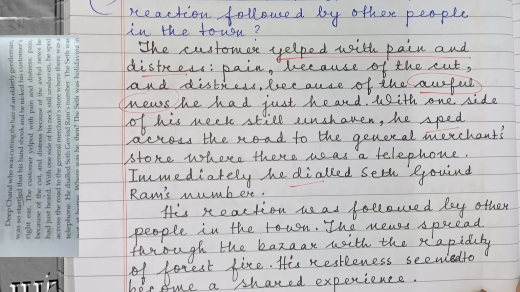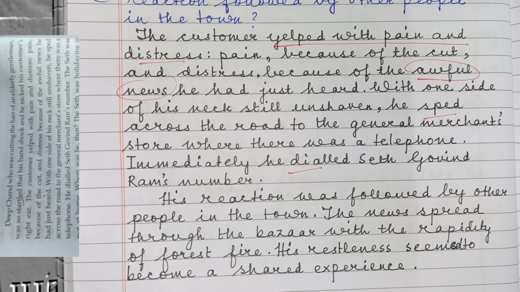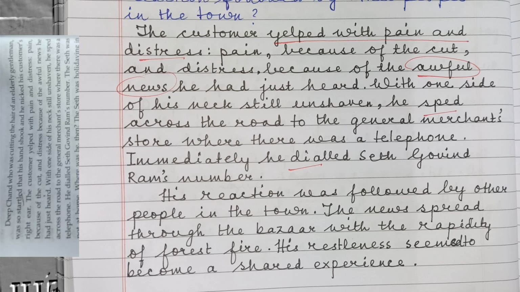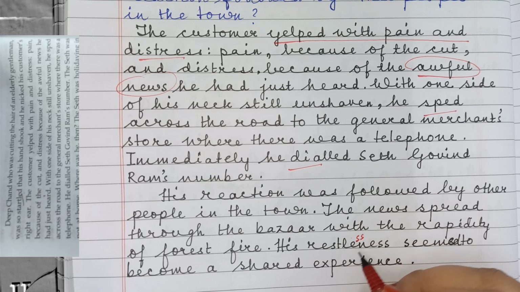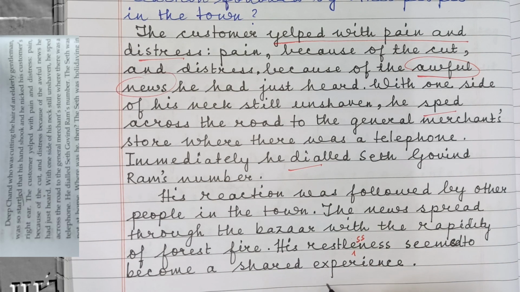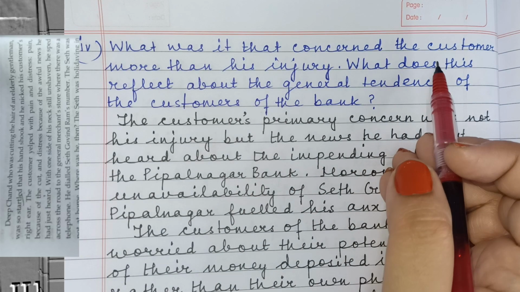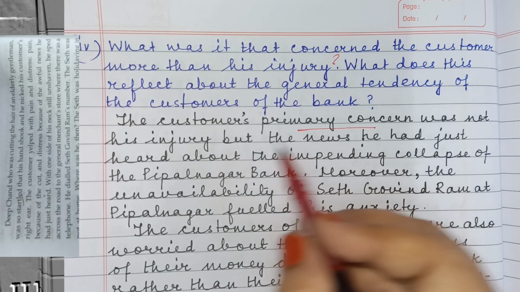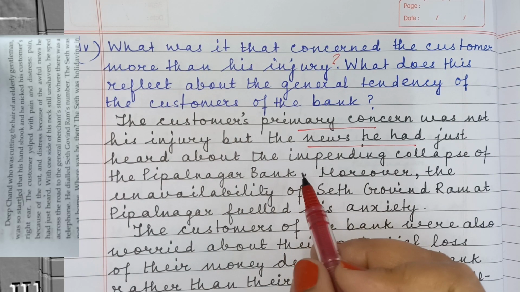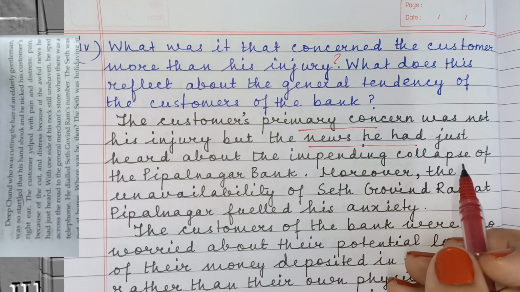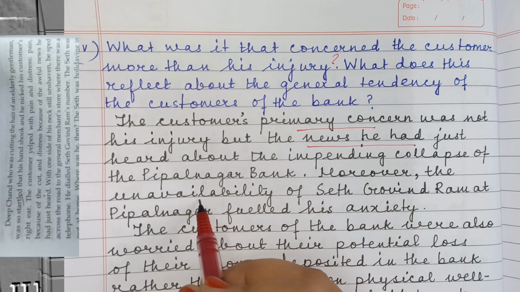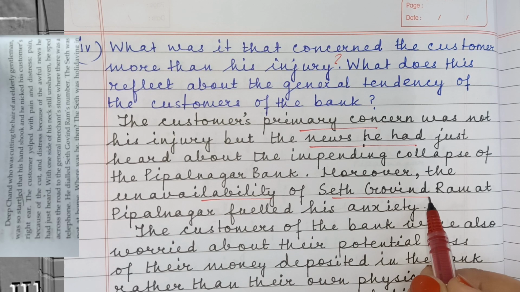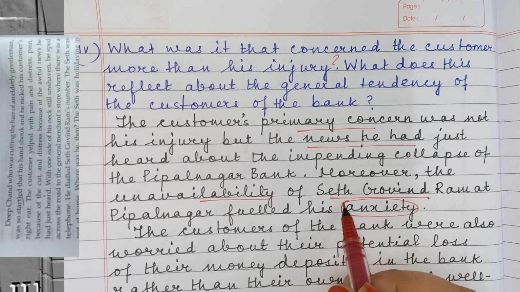And was his reaction followed by other people? His reaction was followed by other people in the town. The news spread through the bazaar with the rapidity of forest fire, and his restlessness seemed to become a shared experience. What was it that concerned the customer more than his injury? The customer's primary concern was not his injury but the news he had just heard about the impending collapse of the People Nagar Bank. Moreover, the unavailability of Seth Govind Ram at People Nagar fueled his anxiety.